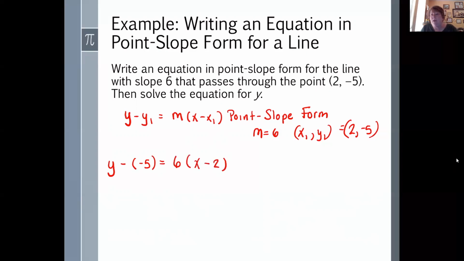So where there was a y sub 1, I replaced it with a negative 5. Where there was an m, the slope, I replaced that with 6. Where there was x sub 1, I replaced that with 2. And I'm just going to remove the parentheses in front of the negative 5, so I can write this as y plus 5 equals 6 times (x minus 2). And that is point slope form. So in MyMathLab, when it asks you for the point slope form, this is what they want right here.